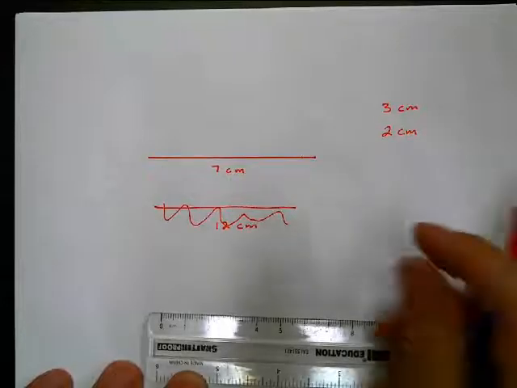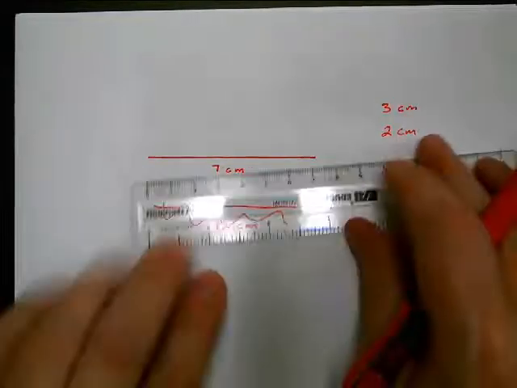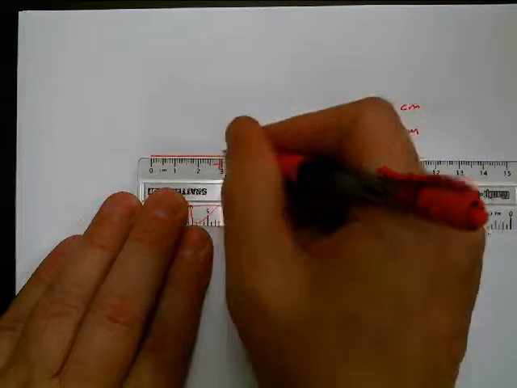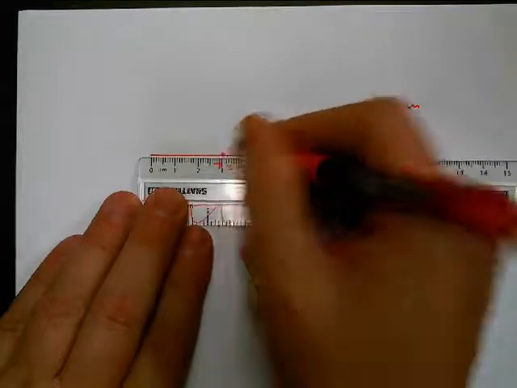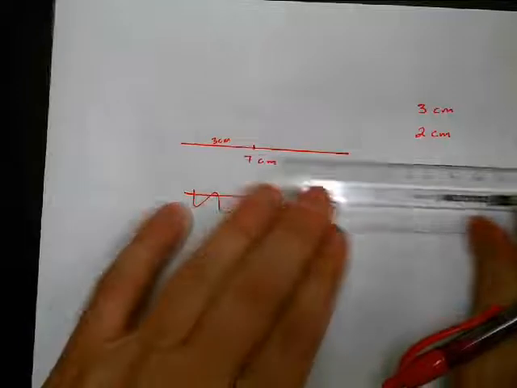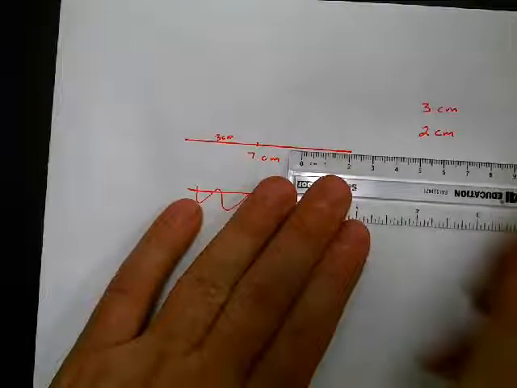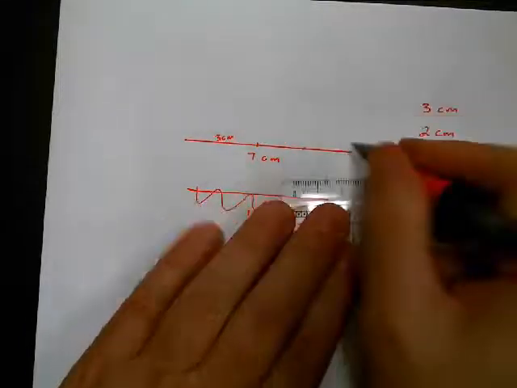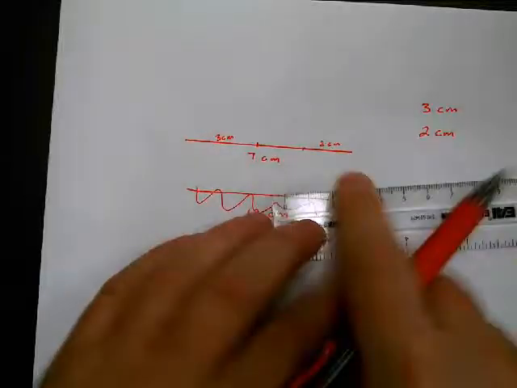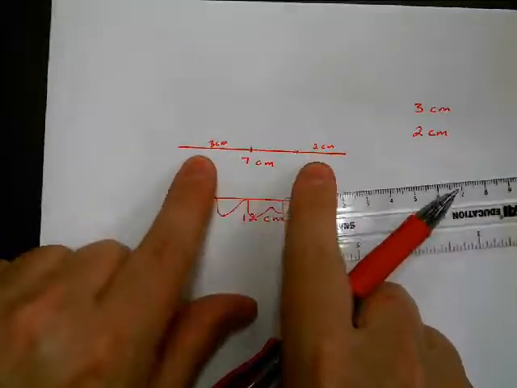Here's why. 3 centimeters. If I connected 3 centimeters from this end, it would only make it to here. That would be 3 centimeters. And if I got 2 centimeters over here, that would only make it to here. These two sides can't touch because they're not bigger than 7 centimeters.